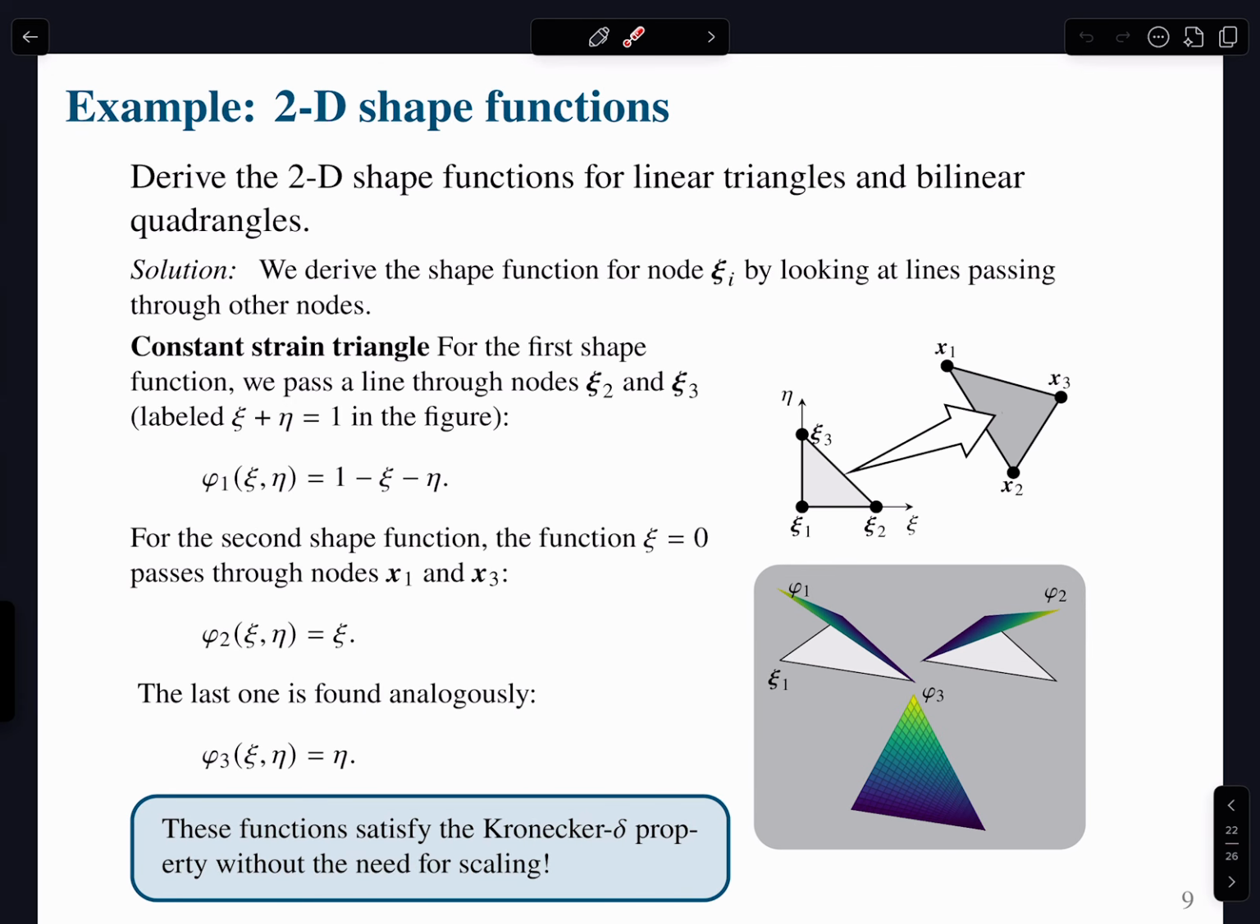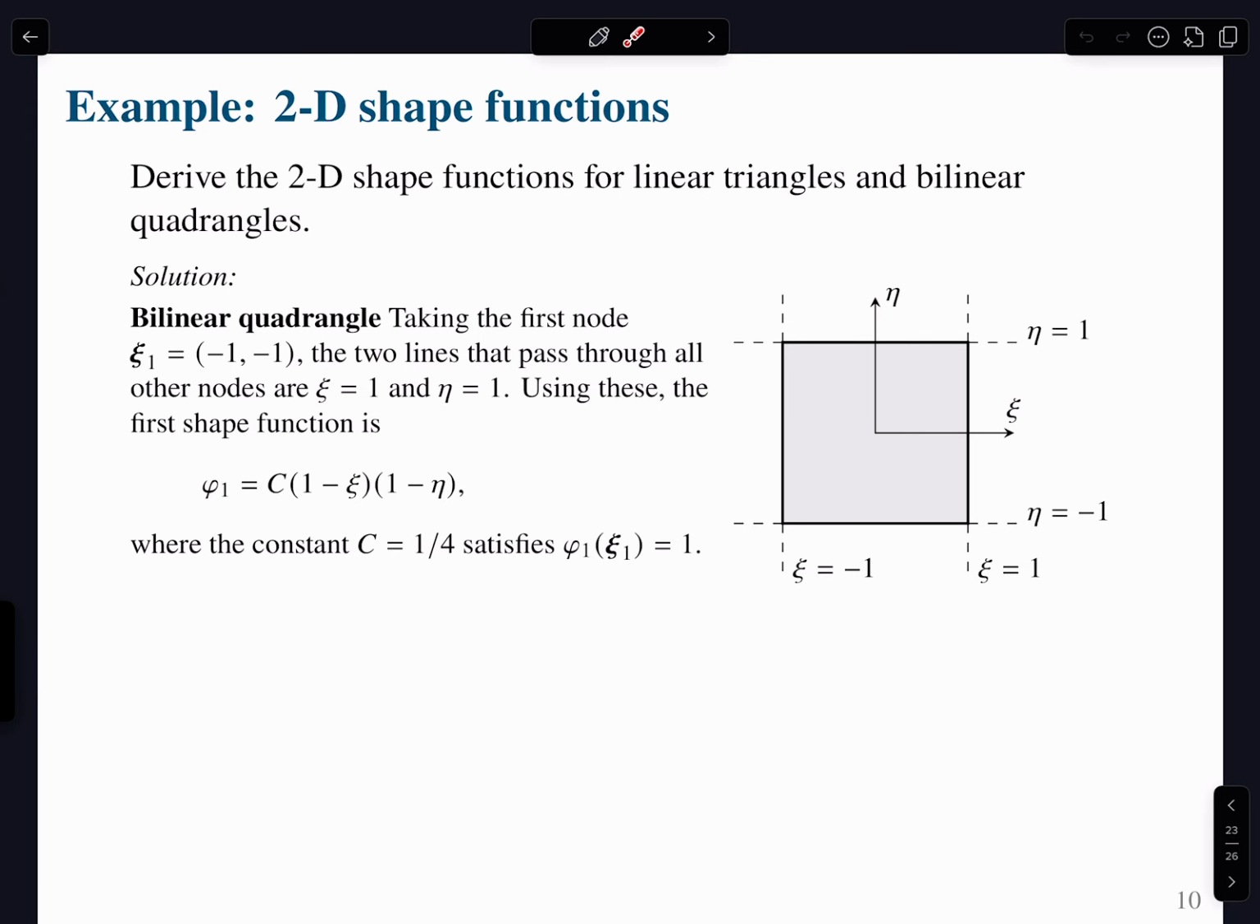Well, as we discussed, this function satisfies the so-called Kronecker delta property. Again, what was the Kronecker delta property? The function is equal to 1 at the node and 0 at every other node. Therefore, the Kronecker delta property. All right. For the bilinear quadrangle, things are not so easy anymore. So let's assume that now this is going to be my first node, so -1, -1. So this element is defined from -1, -1 to +1, +1, okay? So this is my first node, this is my second node, my third node, and my fourth node.